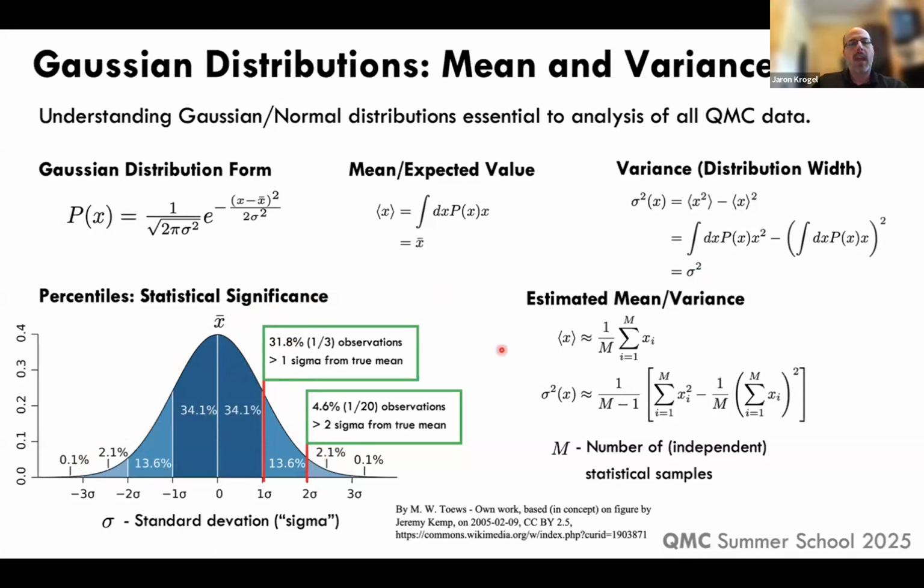Now, of course, we don't have access to an analytical distribution to integrate over like this. Instead, we take a number of Monte Carlo samples and use these simple summation formulas to estimate the mean and the variance with m statistical samples. And so these are approximate estimates of the mean and the variance. And because of that, those estimates themselves have a statistical uncertainty, which is important to account for.